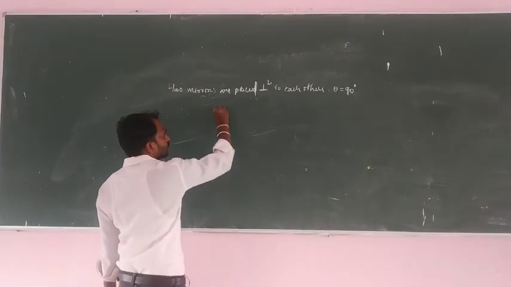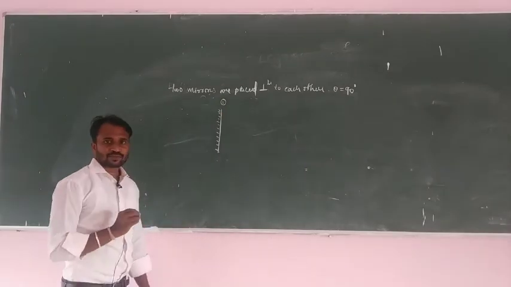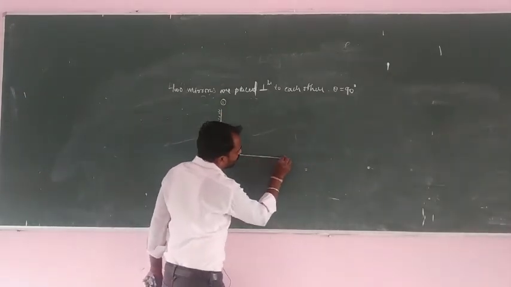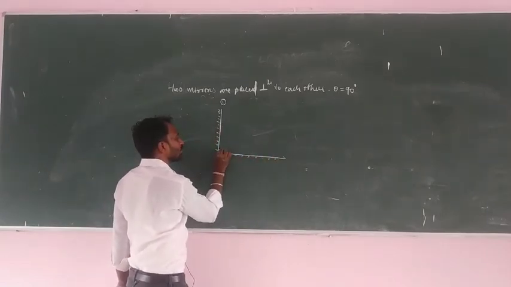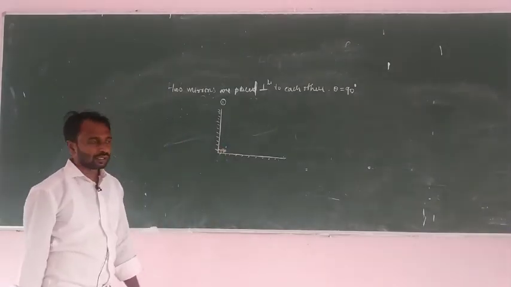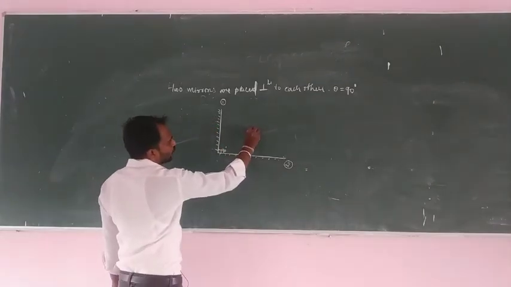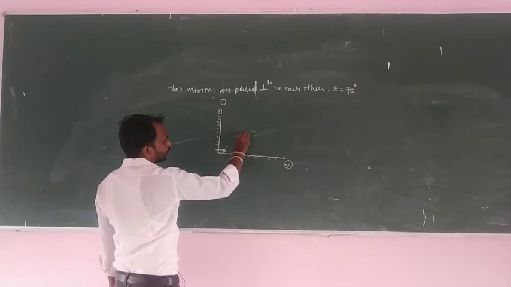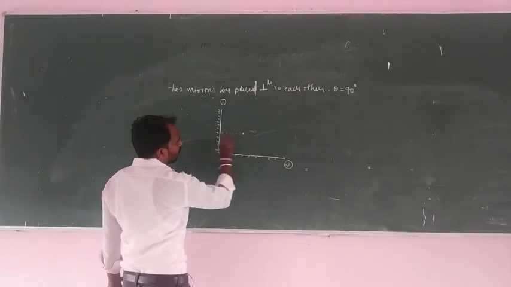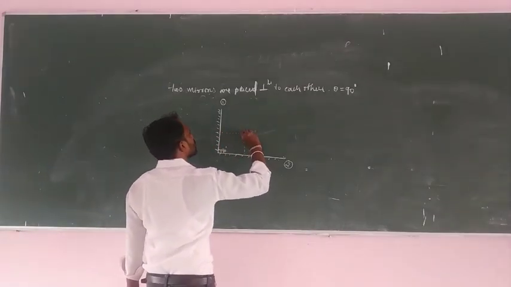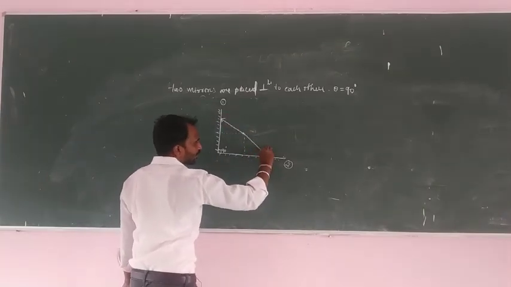Okay, so here this one is the first mirror, and another mirror is placed perpendicular to the first one. It means the angle in between is 90 degrees. So this is the first mirror and this one is the second mirror, and here we consider an object. So this one is the object. Then here, this one is an incident ray, and this one is also an incident ray.